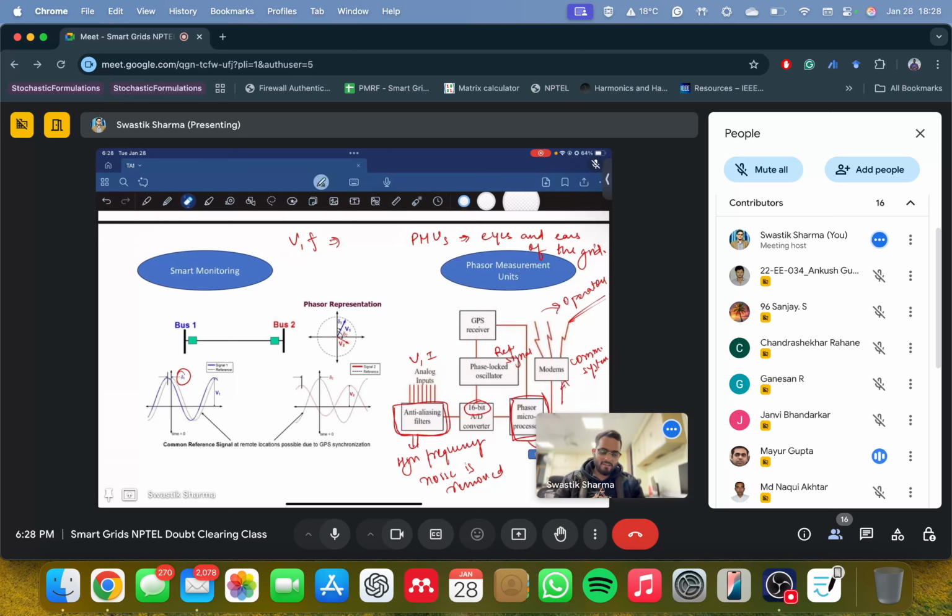Whether they are looking at it from a reliability perspective or a security perspective, when PMUs were made, their real purpose was to enable real-time monitoring. That real-time monitoring of the situation of things is what their purpose was.